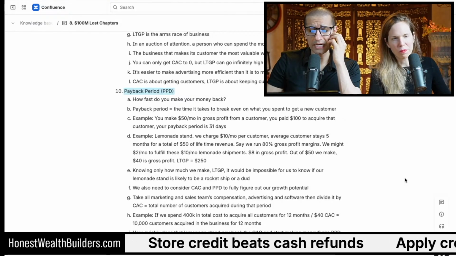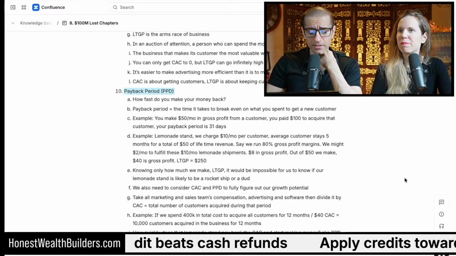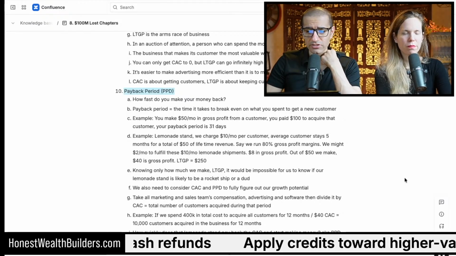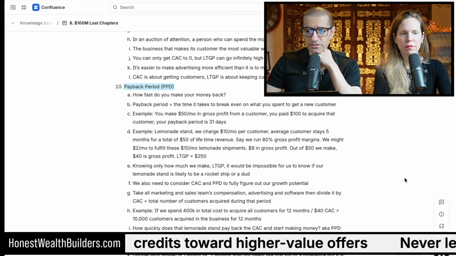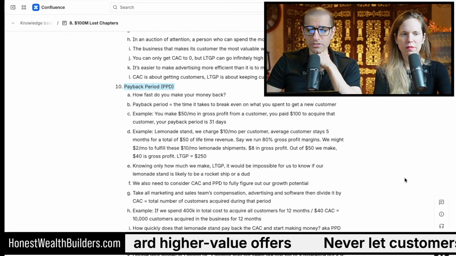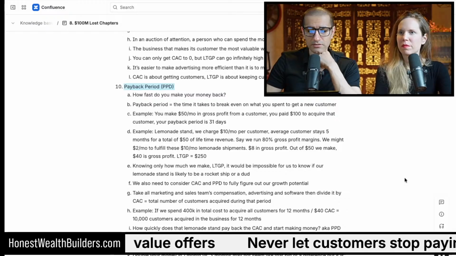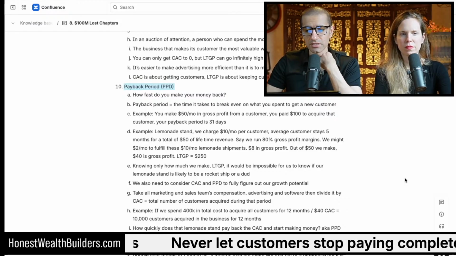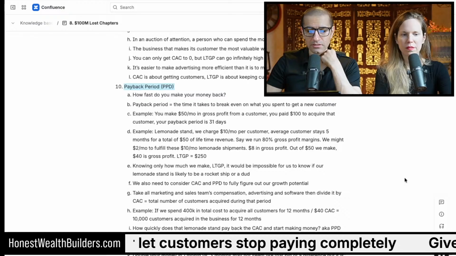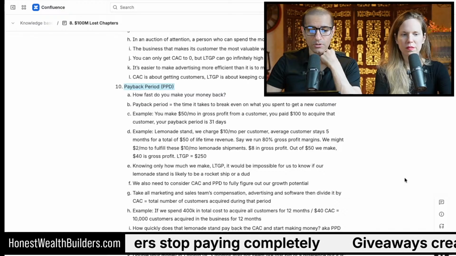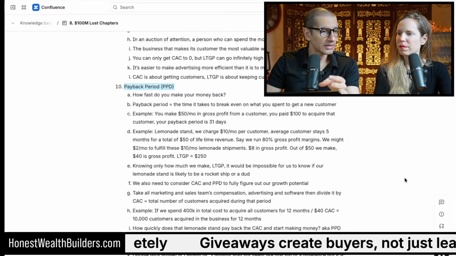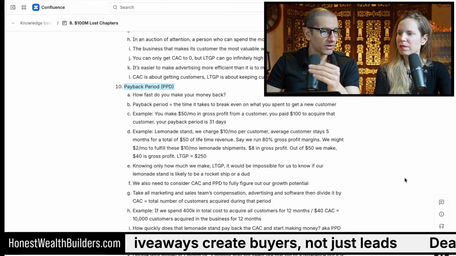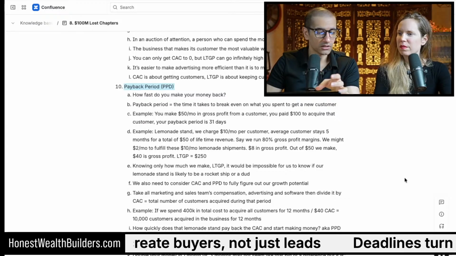All right. Figure out LTGP. So LTGP is like GP, gross profit, times average transactions per customer. LTGP is the arms race of business. In an auction of attention, a person who can spend the most to acquire a customer wins. The business that makes its customers the most valuable wins. You can only get CAC to 0, but LTGP can go infinitely high, right? So even if you're doing like free videos, you have like 0 costs, you're just doing it yourself.